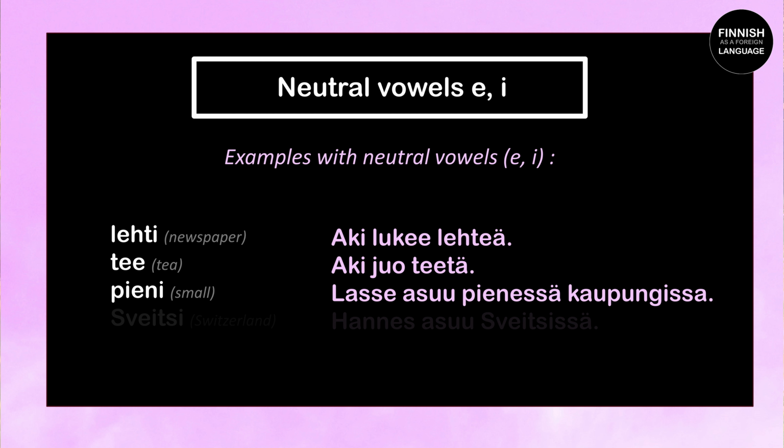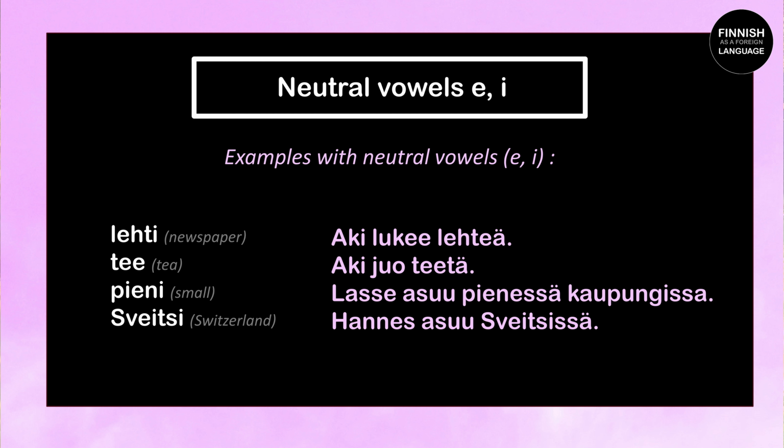Next one. Lasse asuu pienessä kaupungissa means Lasse is living in a small city. So pienessä here is the inessive case of pieni, which means small. By the way, if you wonder why we say pienessä, it's because the stem of pieni is piene. Alright, next one. Hannes asuu Sveitsissä means Hannes is living in Switzerland. So Sveitsissä is the inessive case of Sveitsi, which means Switzerland.